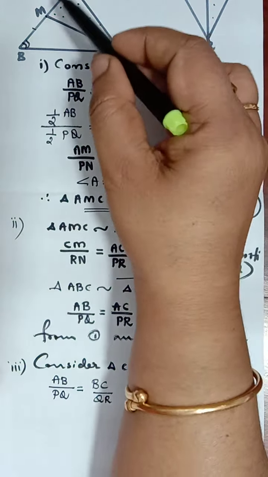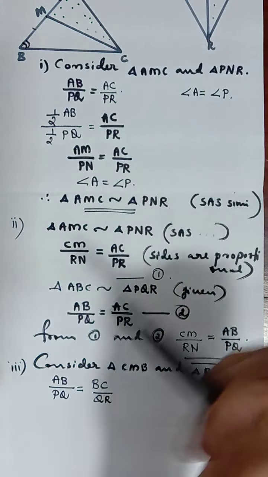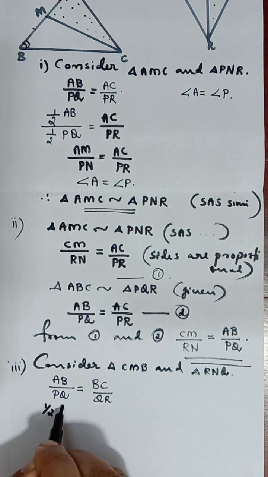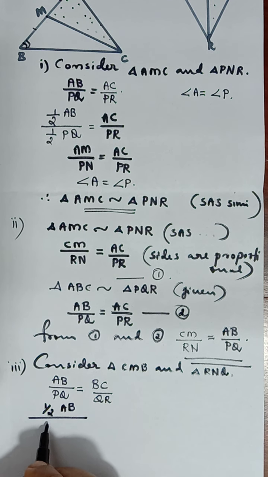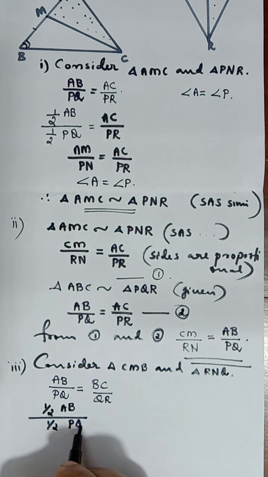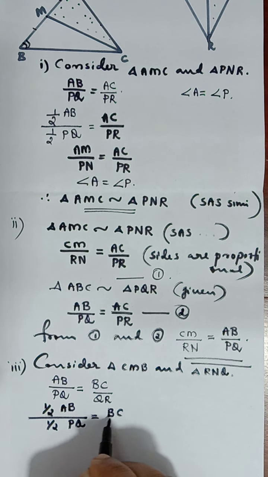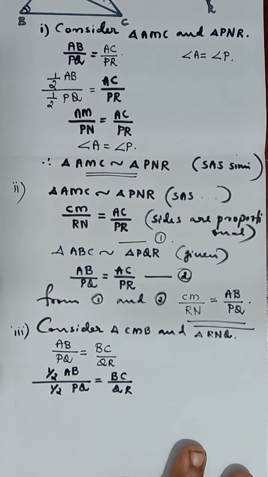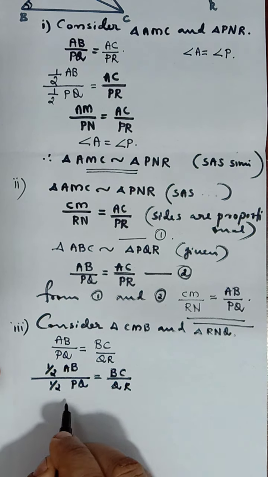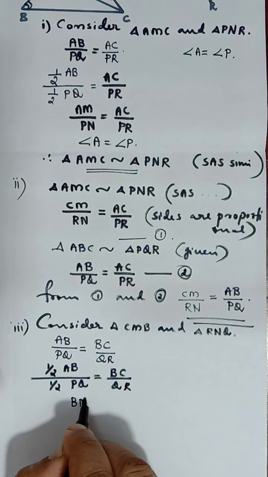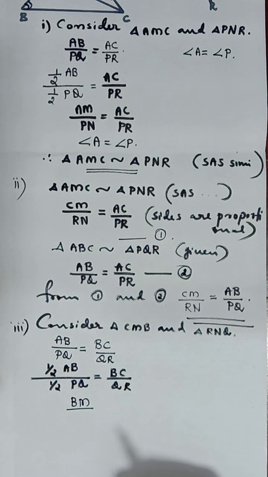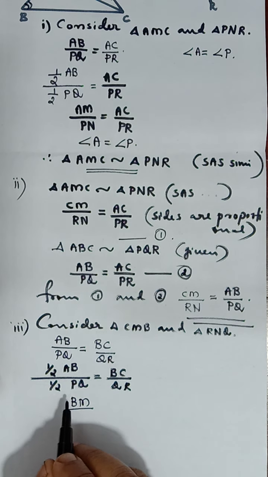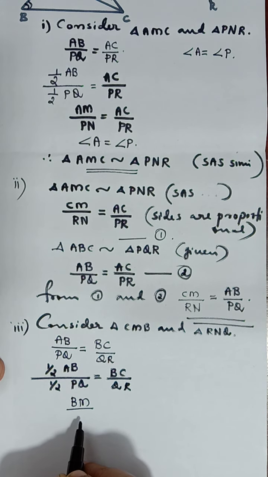Now AB totally we don't want. We need only half of it. So take half AB by half PQ, that's equal to BC by QR. Therefore, what is half AB? Half AB is BM. Here we consider BM, that is actually needed. That's why half AB is BM and half PQ is QN.